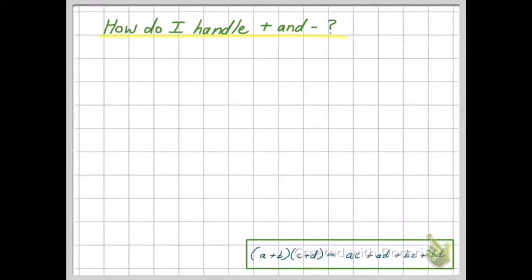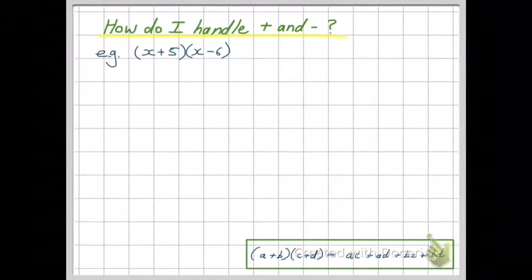This is a continuation of our lesson on expanding binomial products, and the question is, how do I handle positives and negatives? Negative numbers or negative pronumerals in algebraic expressions can be really tricky and are probably the cause of most errors that students make.